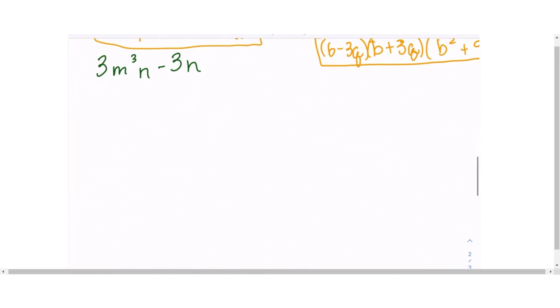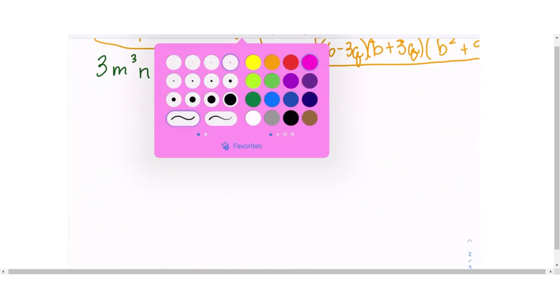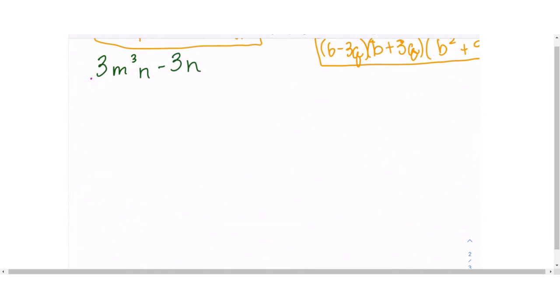And the last one I'll do is like this. So this one, we're going to look again for that greatest common factor. What's the biggest thing that can go into both of those? Well, I can see that they both have a 3 and they both have an n. So if I factor out a 3n out of both things, I'm left with m cubed subtract 1.